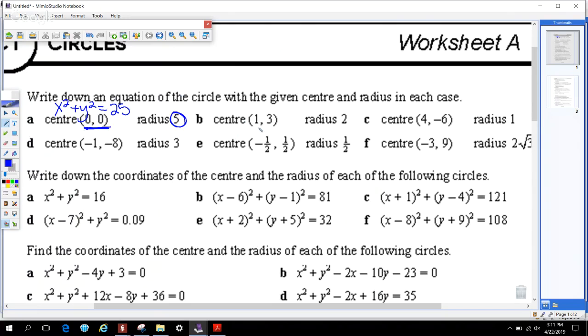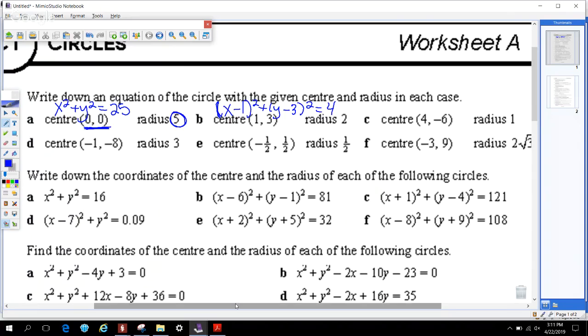Here I've got the center at +1, +3. Anytime we go from the center to the formula, we always flip the signs. So here we've got x, we have +1, so this will be -1. Here we have +3, so now it's -3. Square the 2, 4. Done.